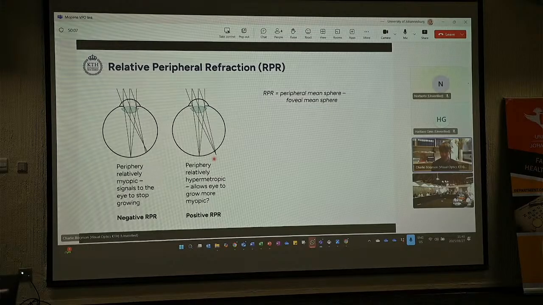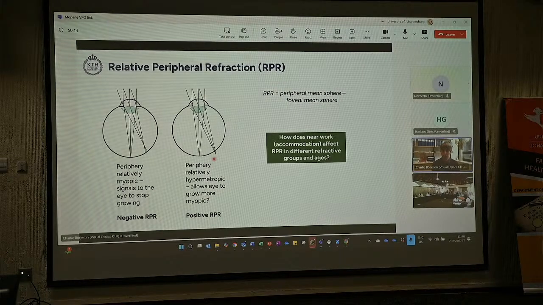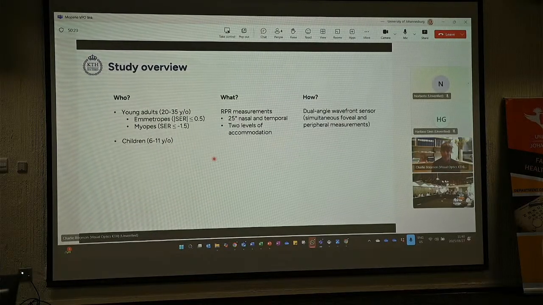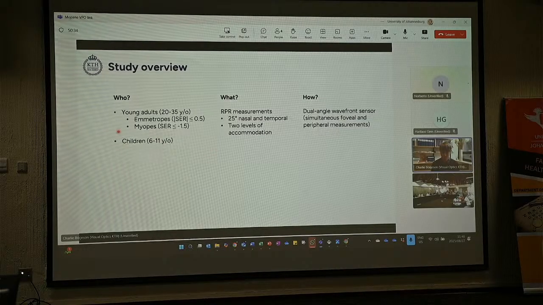In this study, we wanted to see how RPR is affected during near work. So we looked at how accommodation affects RPR in different refractive groups and ages. For this study, we wanted to include both adults and children. For the adults, we recruited both emmetropes and myopes. The children could be emmetropic, myopic or hyperopic.